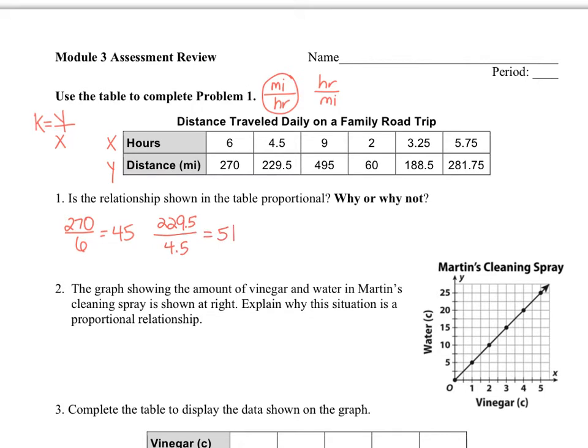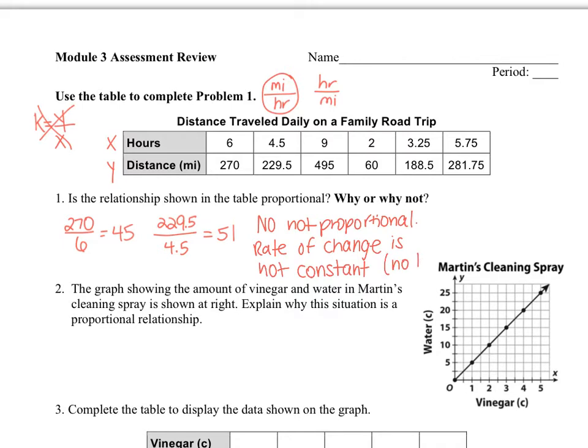So already we have seen that these two values are not equal. So there is no k that exists because it's not constant. That means the relationship shown between hours and distance in miles is not proportional. So no, not proportional. And our reason is because the rate of change is not constant. You can also say variable. So it's not constant, so there is no k value.